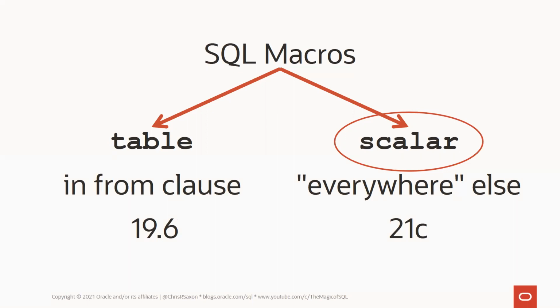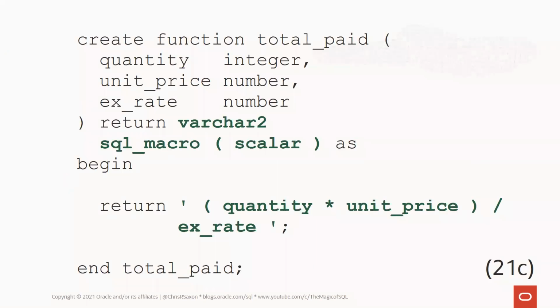So how do we actually write one? Well, we've got our function and we'll have that same expression, but we are now going to return a string, which is a scalar SQL macro. Notice we have a SQL macro scalar clause there. And the key thing here is that what we are doing is returning a string, okay? And this is going to become part of the final SQL statement.